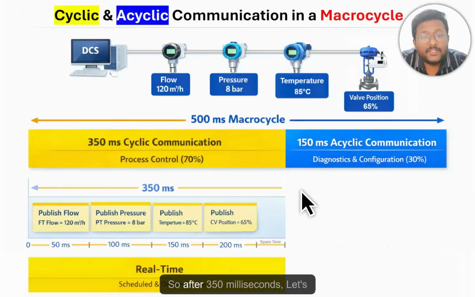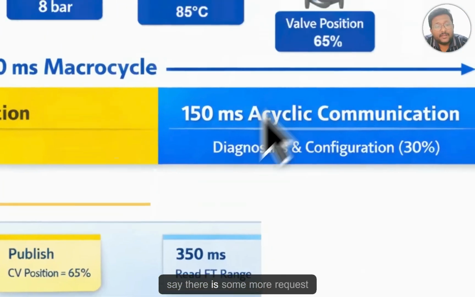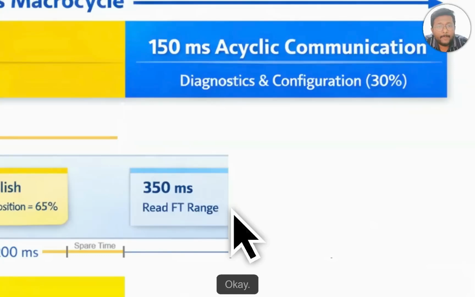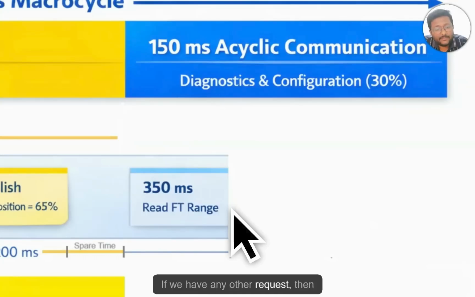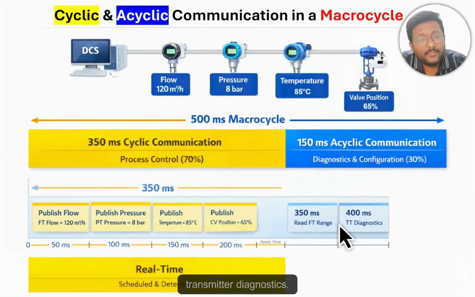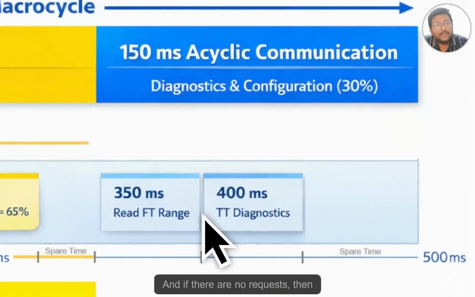So after 350 milliseconds, let's say there is some request reading FT range. Okay, it may perform that. If we have any other request, then also it will assign that other request, like temperature transmitter diagnostics. And if there are no requests, then it is spare time.